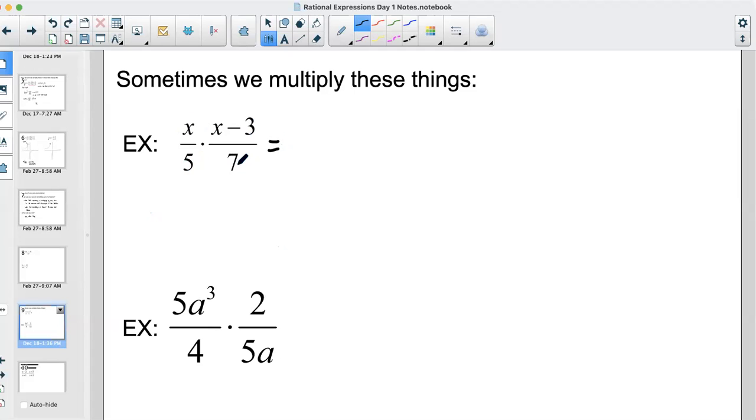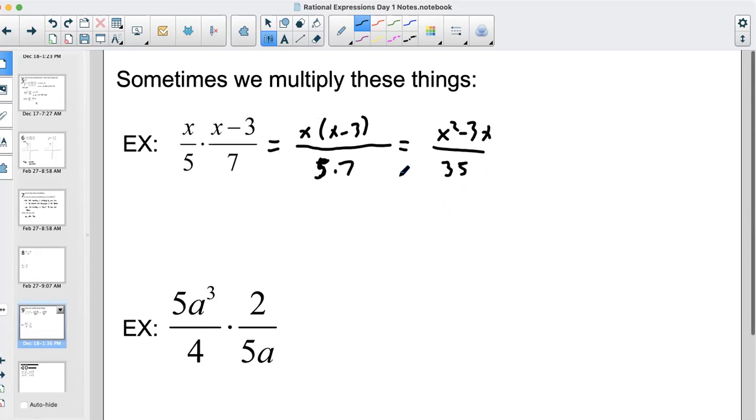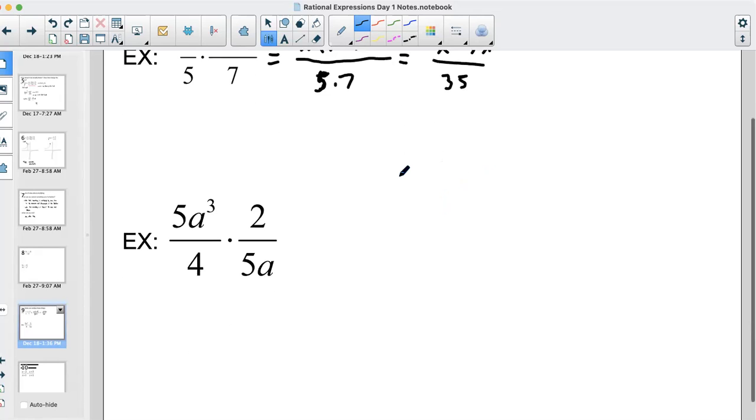When we multiply fractions, we multiply the tops and the bottoms. That's how we've always done it, and we're going to do the same thing here. So this is x times x minus 3 over 5 times 7. You just multiply across the top and the bottom, which is x squared minus 3x over 35. Like I said, this is not much of a rational function because the bottom has no x's in it, but it's a good example for what I'm talking about here about multiplying.